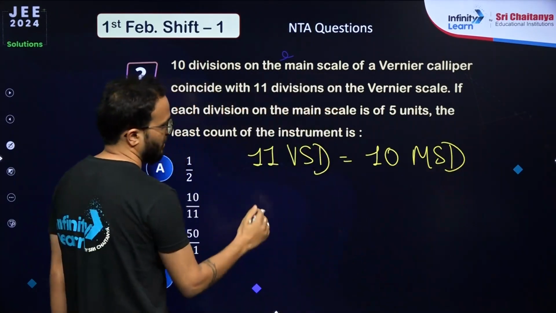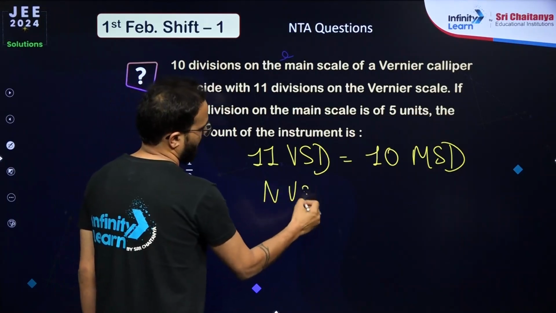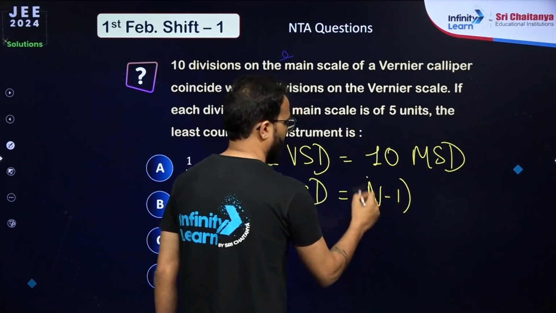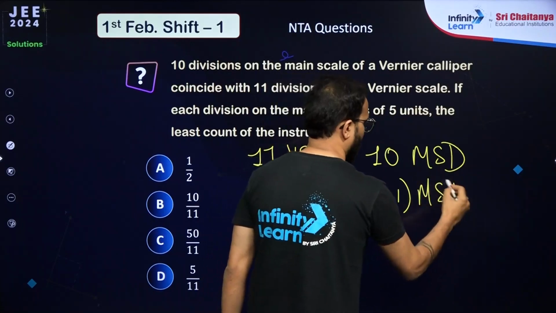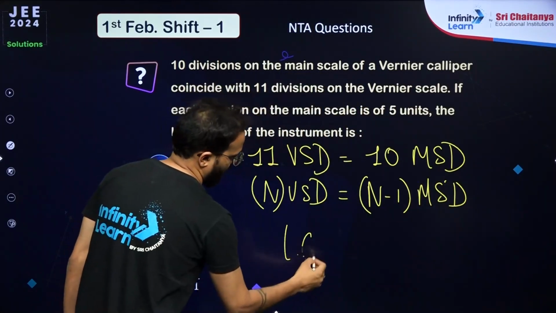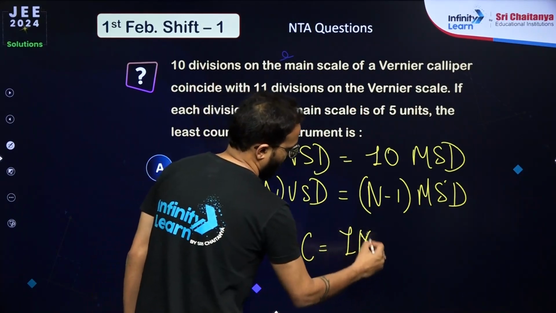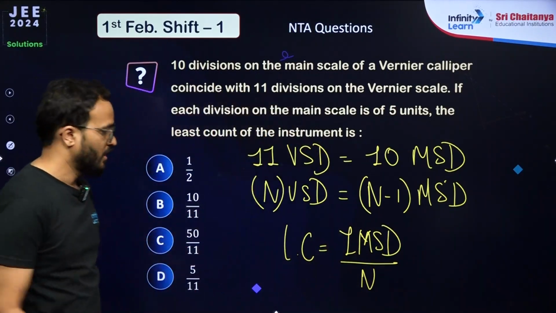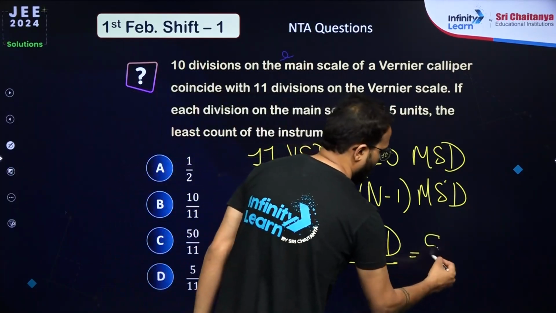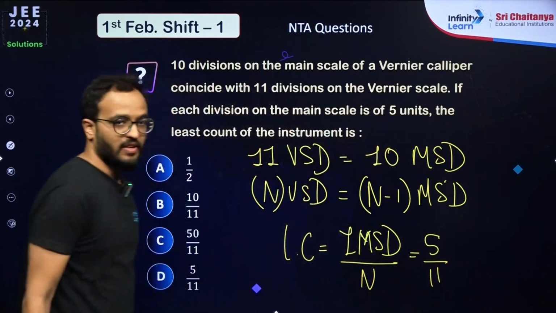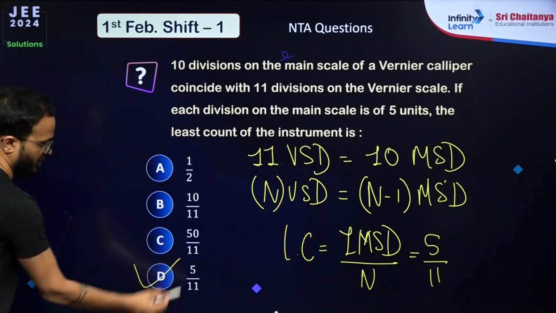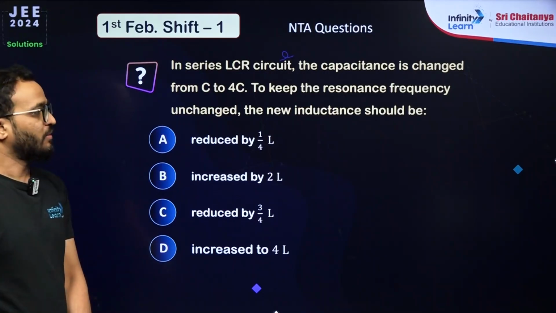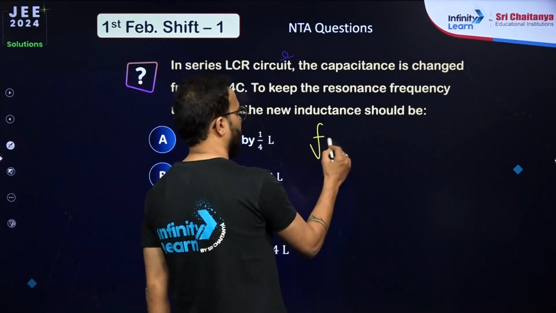Okay, guys. Here we are saying 11 VSD is equal to 10 MSD. So generally we say N VSD must be equal to N minus 1 MSD. So least count is always 1 MSD upon this N. Okay? So 1 MSD is 5 units, N is 11. So the answer is 5 by 11. D option. Cool.